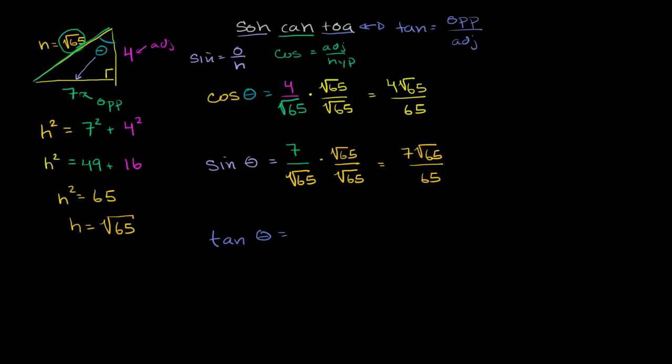It's opposite the 7. So it's 7 over what side is adjacent? Well, this 4 is adjacent. So the adjacent side is 4. So it's 7 over 4. And we're done. We figured out all of the trig ratios for theta.